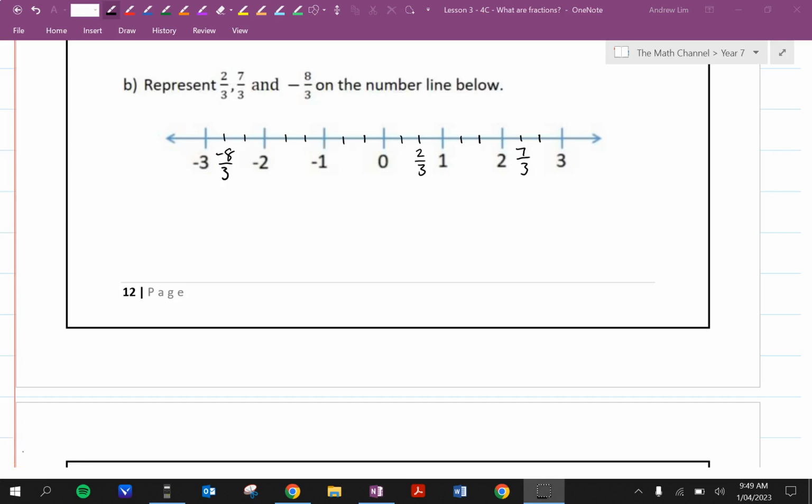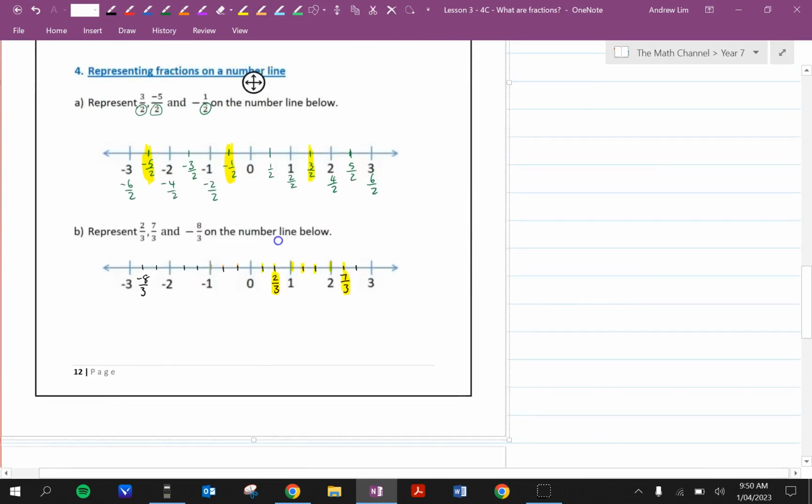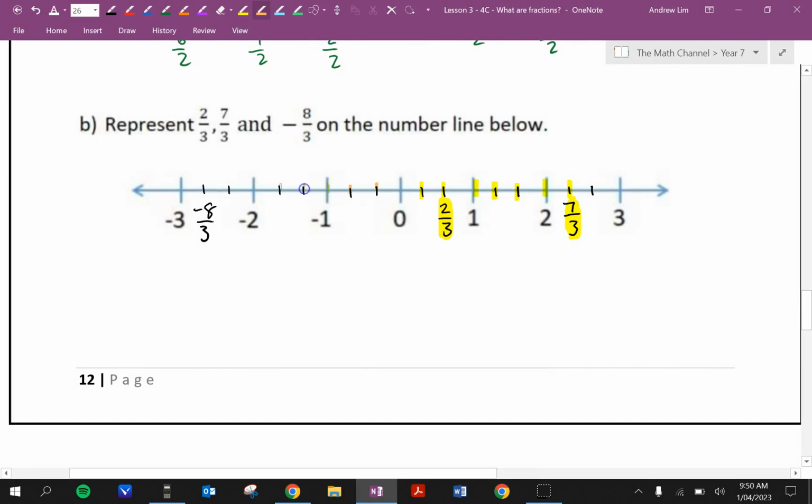Okay, so here are the answers. If you want to, what you could do, which is what I did, was I just imagined, I'm just counting. So I'm going to go to the positive numbers first. That's 1/3, 2/3, 3/3, 4, 5, 6, 7. So I know that's the 2/3, the 7/3. Then I'm going left. Minus 1, minus 2, minus 3/3. Minus 4, minus 5, minus 6, 7, minus 8/3. So I'm going to write that one in.